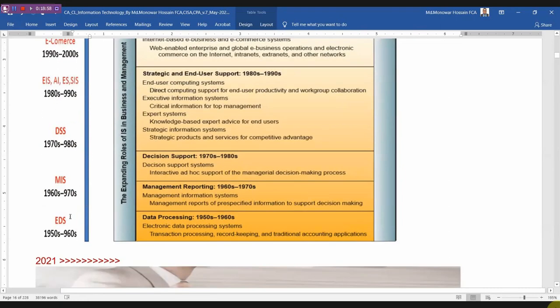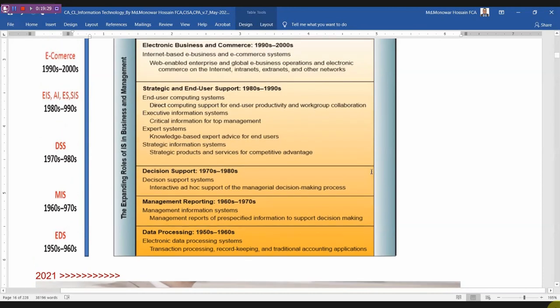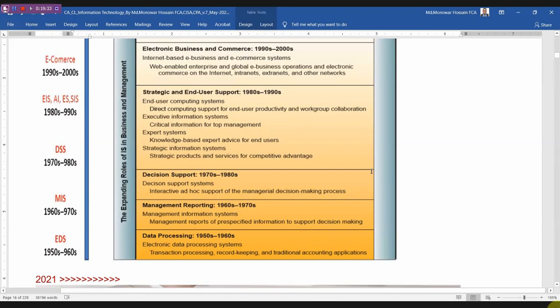For example, in the years 1950 to 1960, that was the time of data processing, EDP, electronic data processing systems. At that time there was transaction processing, record keeping, and traditional accounting applications. Then from 1960 to 1970 it came to management reporting, the management information system, that means management reports of prescribed information and support for decision making. And from 1970 to 1980 came decision support, the decision support system, DSS, with interactive ad hoc support to the management decision making process.